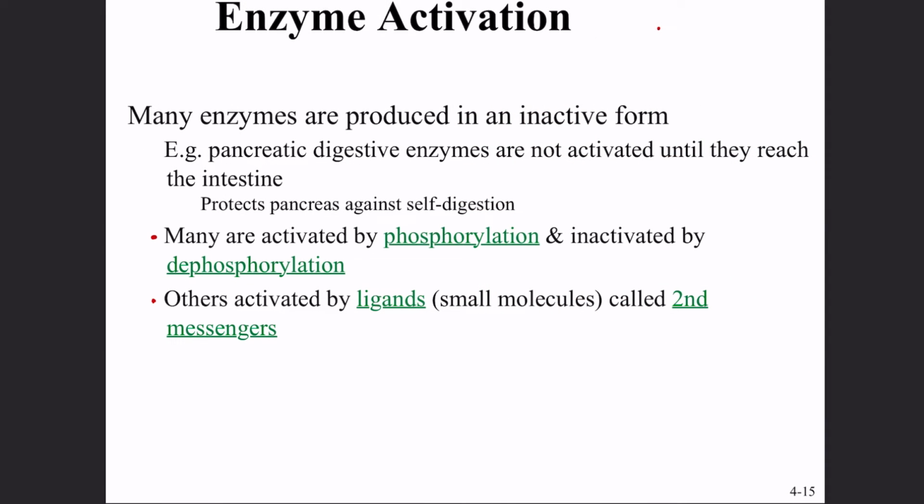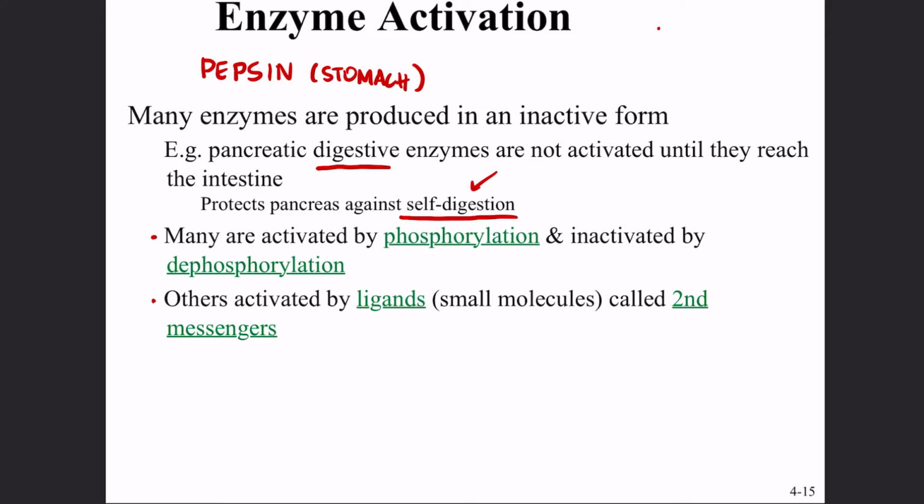A lot of enzymes are produced in an inactive form. An example would be pepsin that we just spoke about, that's produced in the stomach. And a lot of our digestive enzymes are actually produced this way, because if they were activated as they were produced, it would cause self-digestion, where they would digest the cell that they were produced in, right? Because these are going to break down protein.